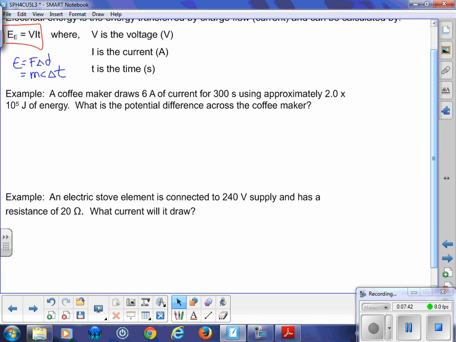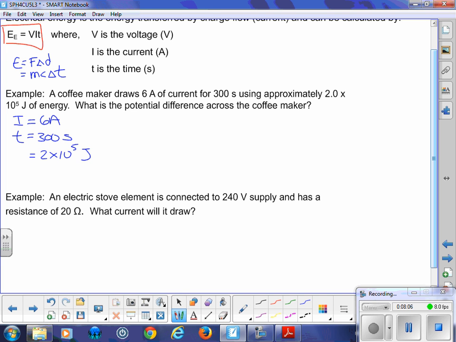So I have two examples here. A coffee maker draws 6 amps. Again, I'm going to list my information. Amps is a measurement of current, for 300 seconds. That's a time. Using approximately, equals 2 times 10 to the 5th joules. Joules is a measurement of energy.